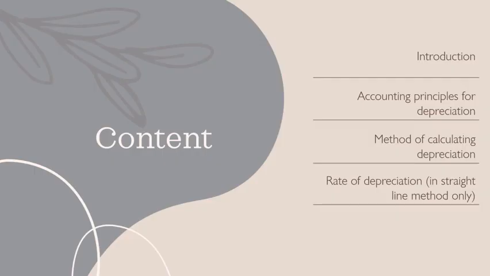This topic will cover the introduction, the accounting principles that apply to depreciation, and also the methods of calculating depreciation, and the rate of depreciation, which is only applied in the straight line method. Also, there is the ledger entry, the T account for the asset account, and the provision for depreciation. And the last one is the disposal of non-current assets. Disposal means the sale of the NCA. But that one I will discuss in detail in the class because it needs a lot of guidelines for the double entry.